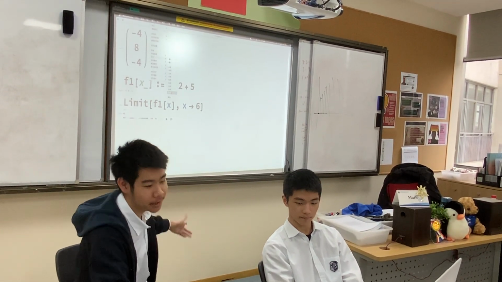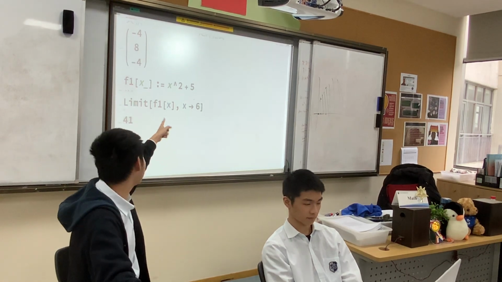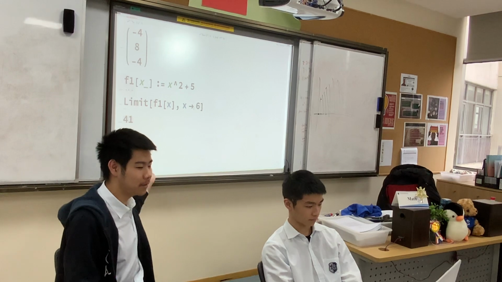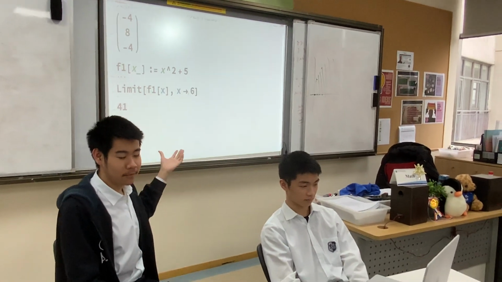We can check it by our mind as well. 6 squared plus 5 is 41. So hey, there you go, your answer. And this is how you find a limit in Mathematica, which is very simple.